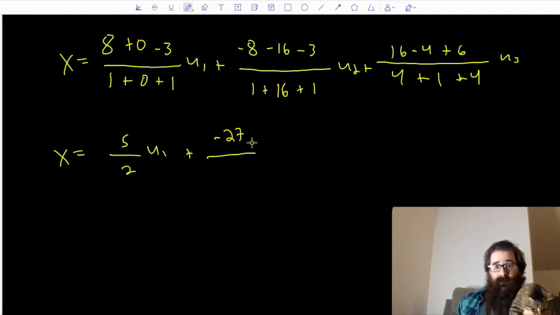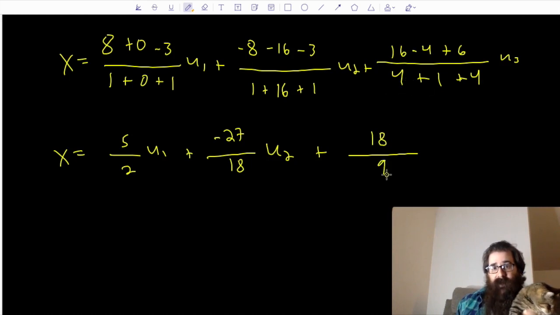And then 16 plus 1 gives me 18 times vector u sub 2 plus, what do we got here? Well, here we have 16 minus 4 is going to give me 12. 12 plus 6 is going to give me 18. Divided by 4 and 4 is 8, plus 1 is 9, times vector u sub 3. And I can build this linear combination. But let's go ahead and simplify the coefficients.